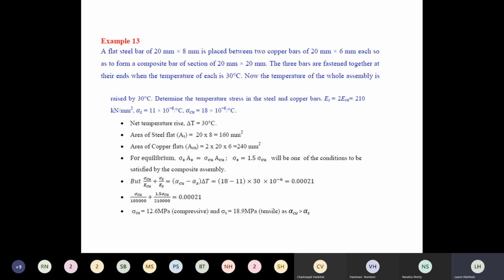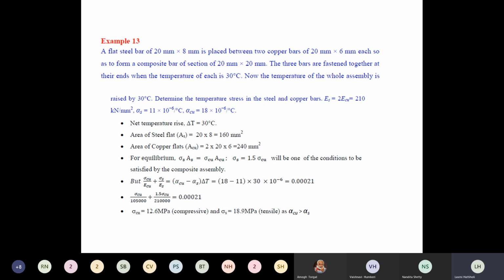Can anyone tell me how it is? 6 plus 8 mm. Very correct. Exactly. See, steel thickness is 8 and copper thickness is 6. But copper you have two plates, correct? So when you show two copper plates, 6 plus 8, how much is the value? 20. Are you getting my point?